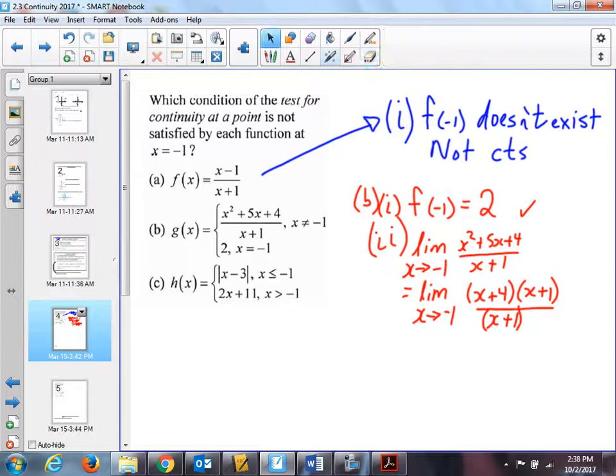And I think you can see where this goes. We've got a canceled factor. Divide out of the top and the bottom. -1 plus 4 is 3. So the limit in this scenario is 3.